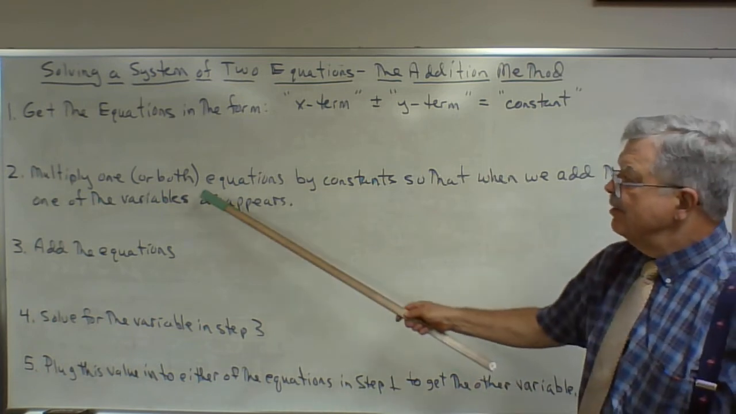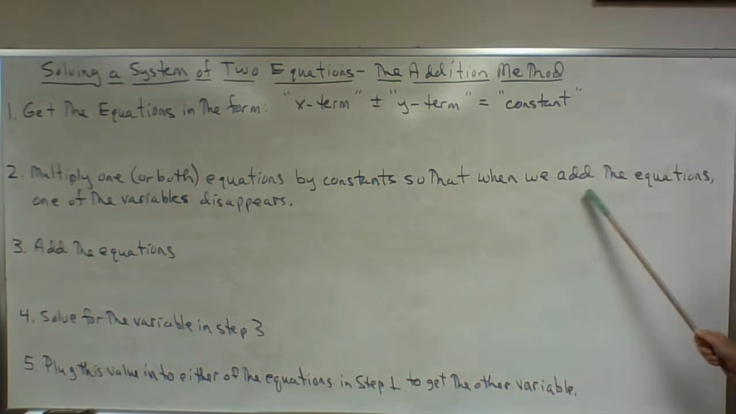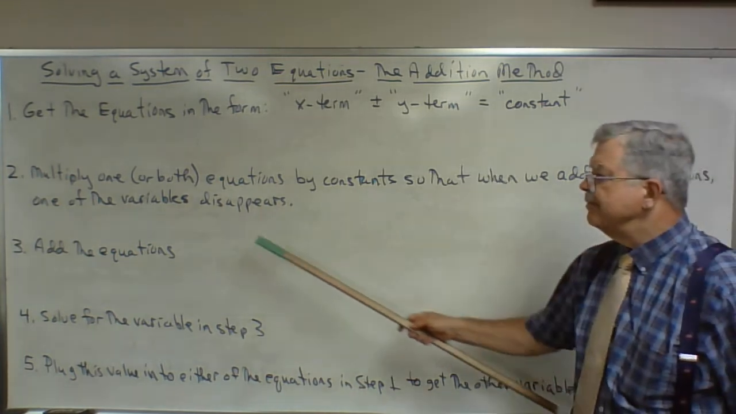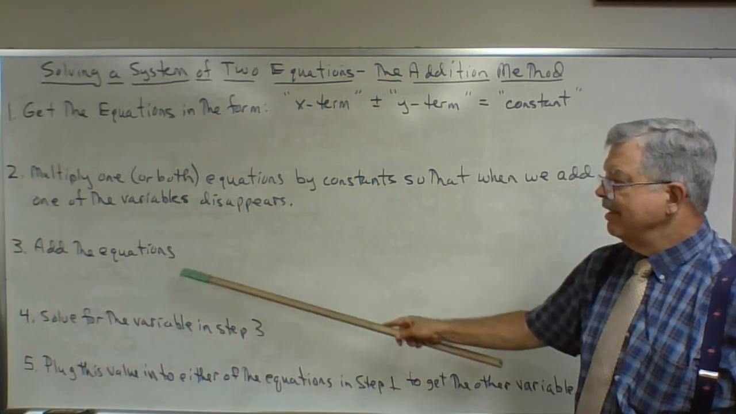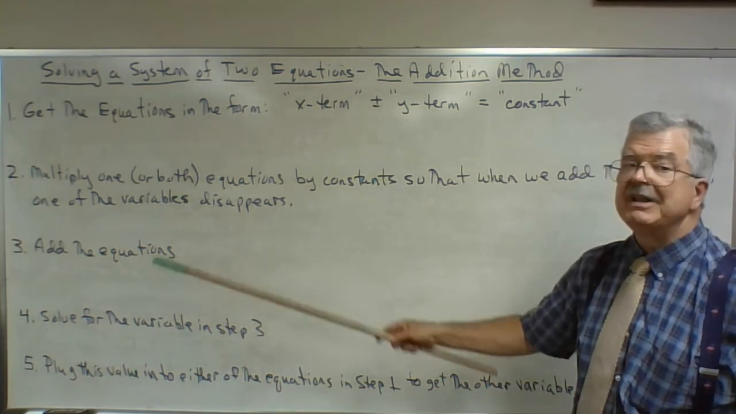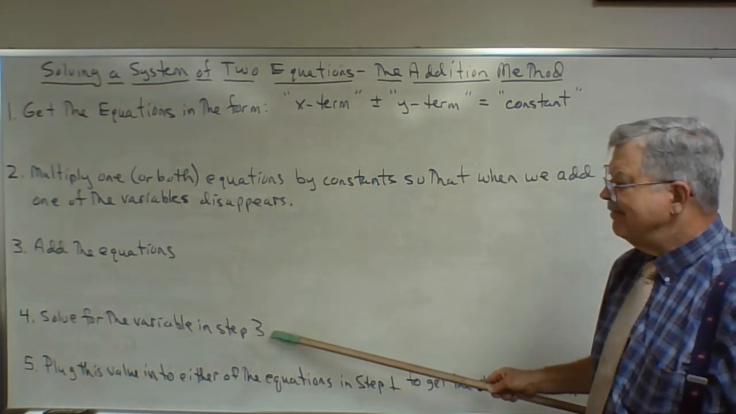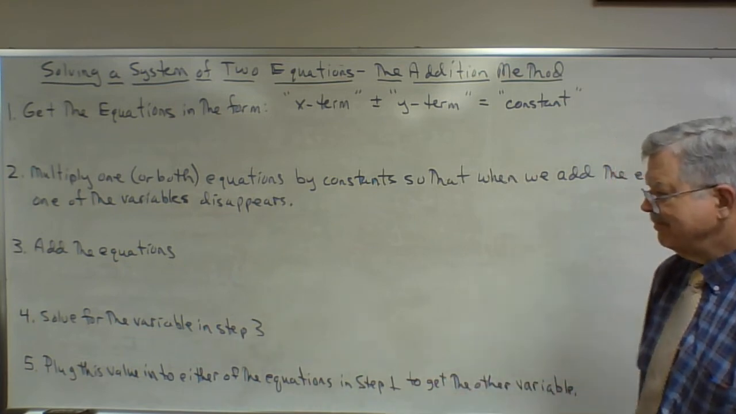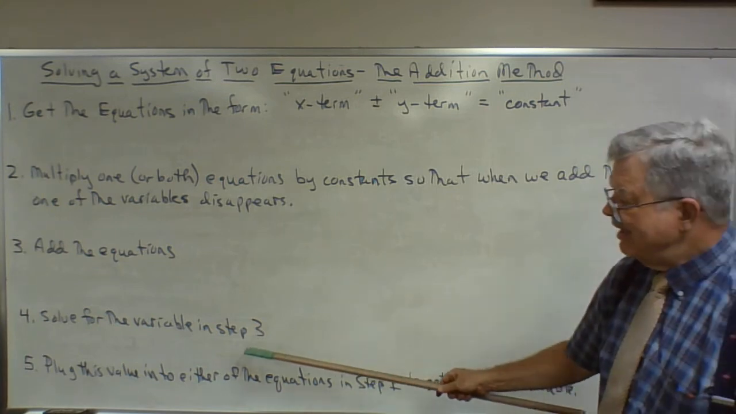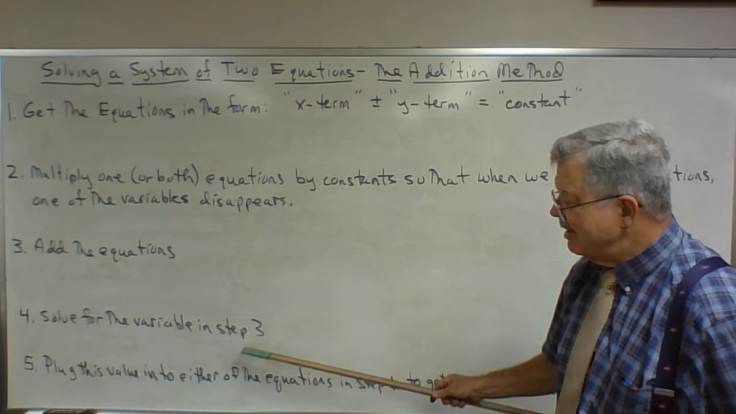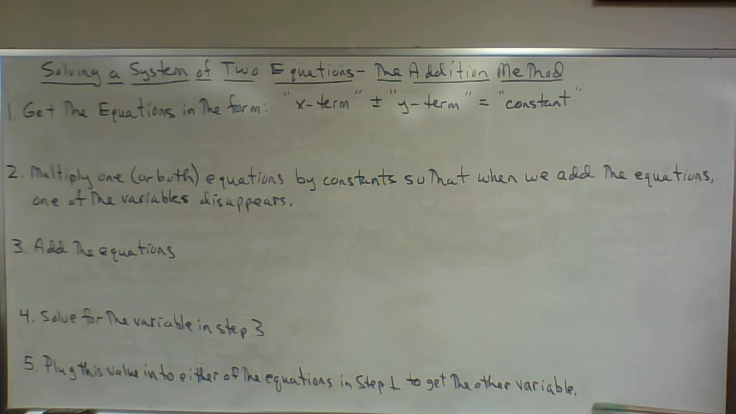Second step, multiply one or maybe both of the equations by the right constants so that when we add the equations together, one of the variables disappears. Step 3, actually add the equations together. Step 4, solve for the variable in step 3. And step 5, plug the value of the variable in step 3 into either of the equations in step 1 to get the other variable.